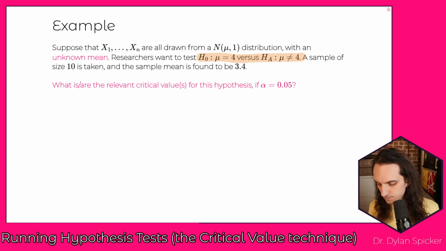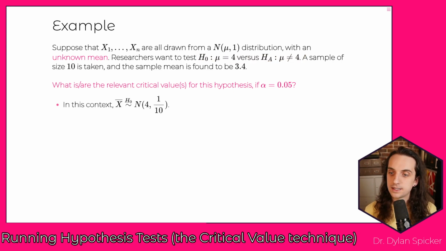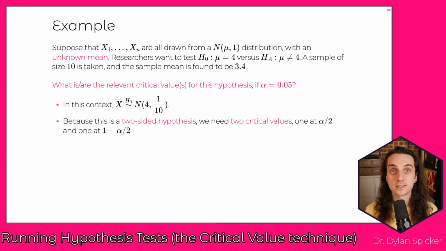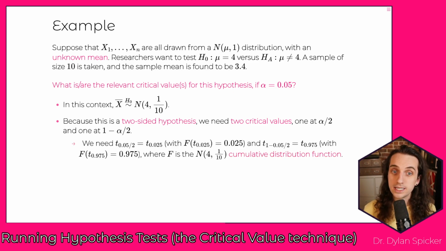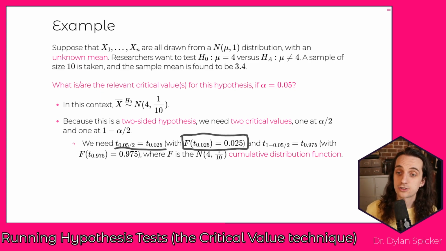And so we can walk through this and say, if we wanted to test using the sample mean, then we know that the sample mean follows the 4, 1, 10 distribution. Because it's a two-sided test, we need alpha over 2 and 1 minus alpha over 2. And so then we need these specific critical values, right? And so we need t of 0.05 over 2, which is t of 0.025. And so specifically, that's going to be F of t of 0.025 equals 0.025, right? That's what that is actually defined as.